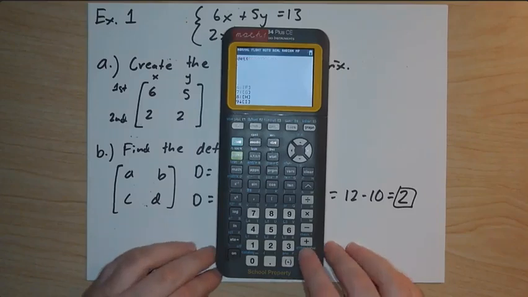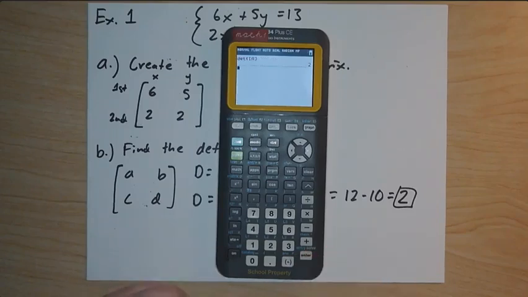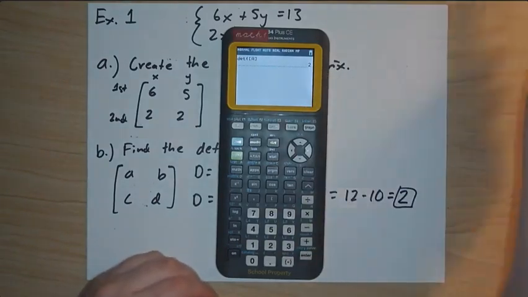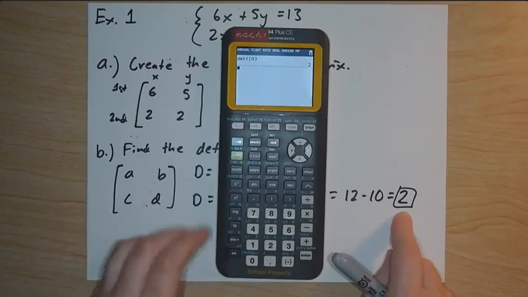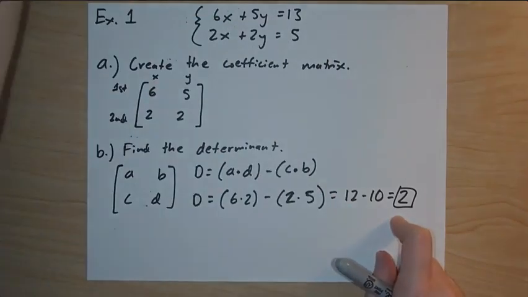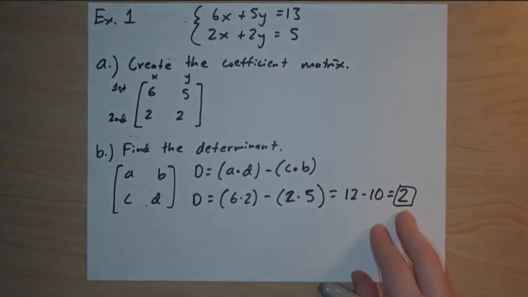I'm going to choose A, and then press enter one more time, and it gives us the number 2, which we found earlier to be true. So we know that our determinant is 2 via algebraically and via calculator. So we're going to move on to part C.